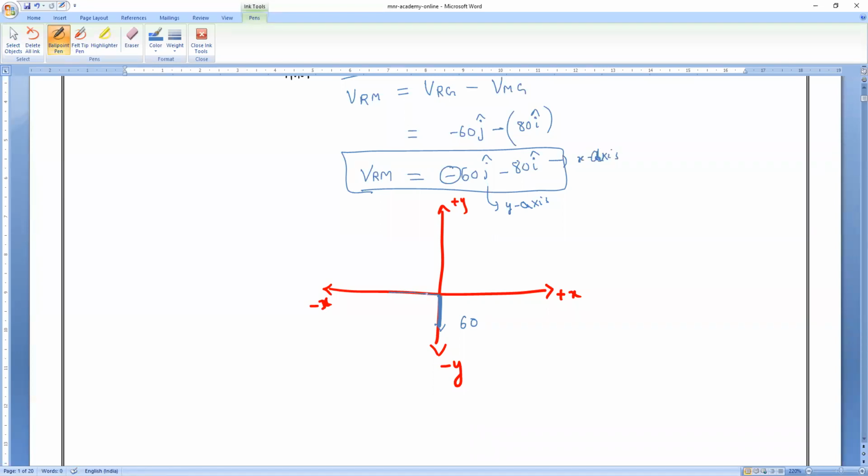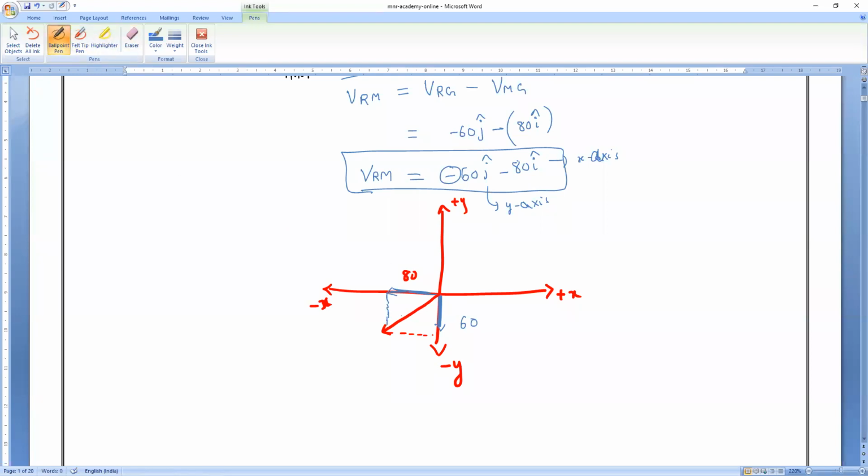So minus x axis. According to the parallelogram law, if you complete the parallelogram, we take the parallel shift. Here the magnitude is 60, and for this one, when I make the parallel shift, that is 80. So where does the resultant act? Exactly between, along the diagonal, in the middle.